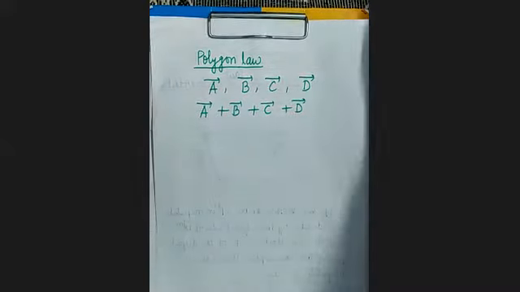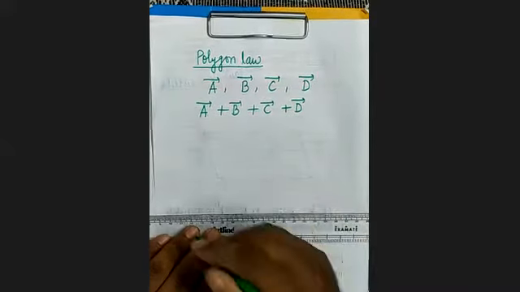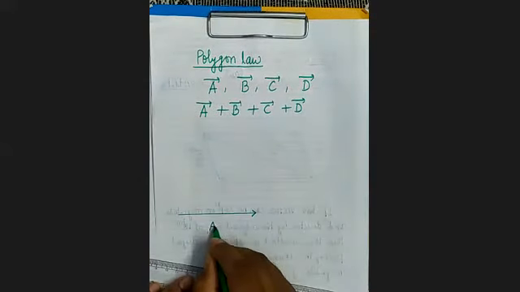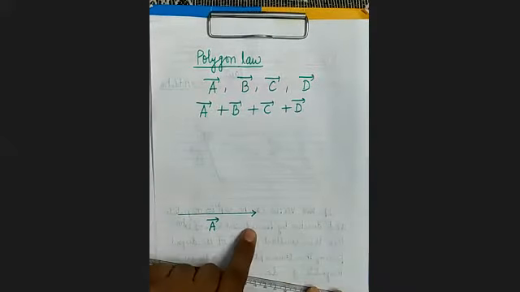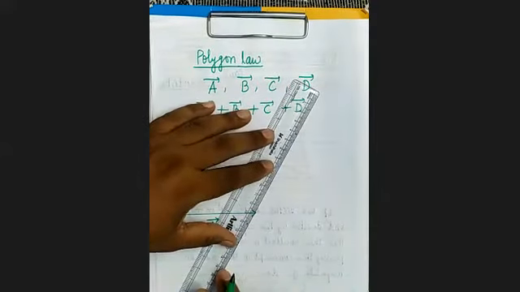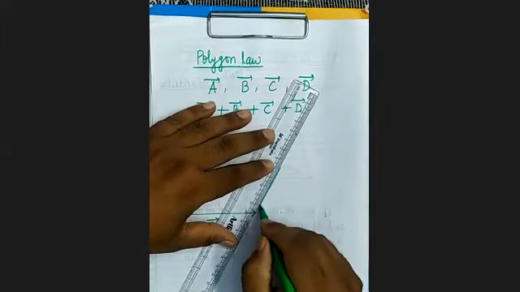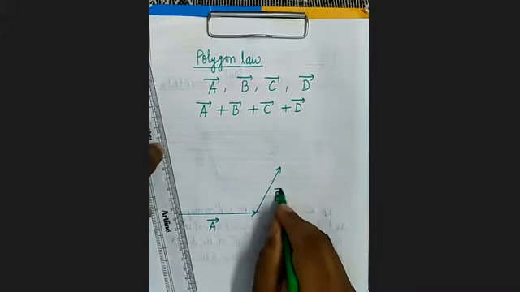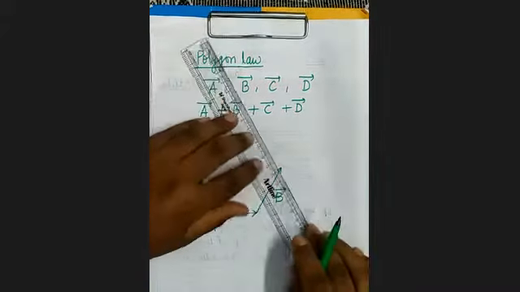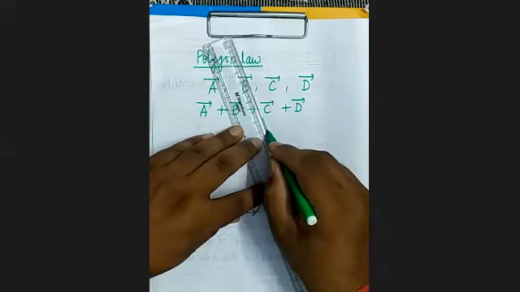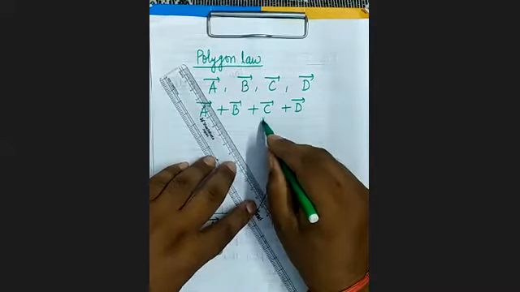So see here, first you will draw vector A. Then from the head of vector A, draw vector B in the given direction. Whatever direction is given, you will draw vector B in that direction. So here we have drawn vector B. Then from the head of vector B, you draw vector C. Suppose the direction of vector C is this. Whatever direction is given, you will draw in that direction.